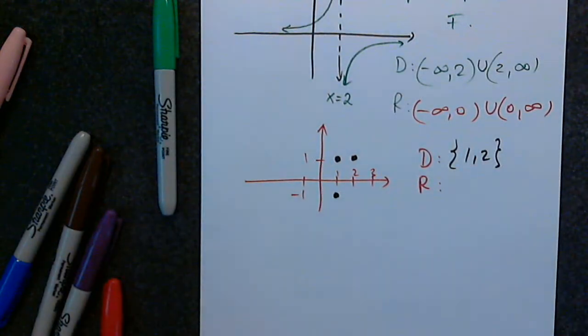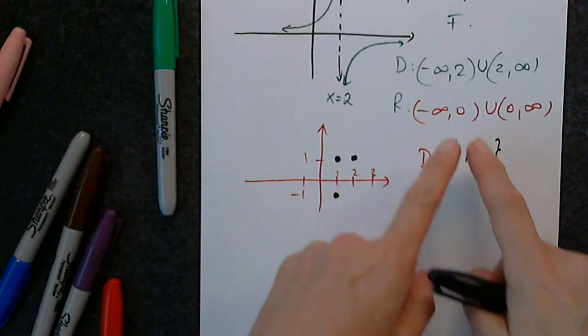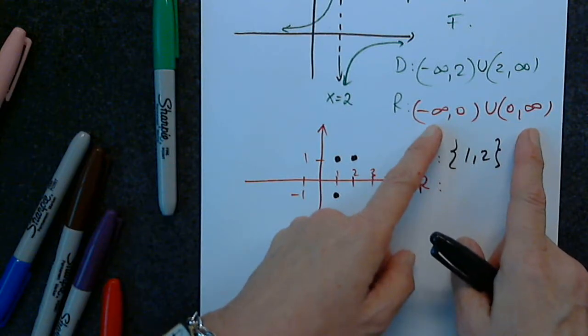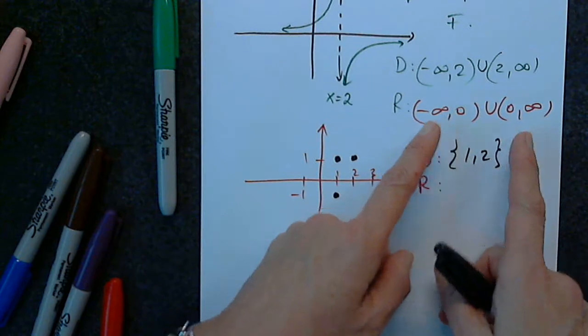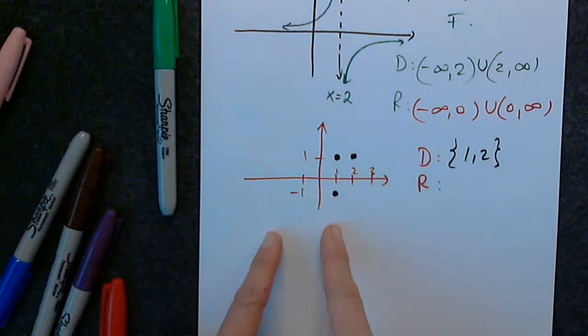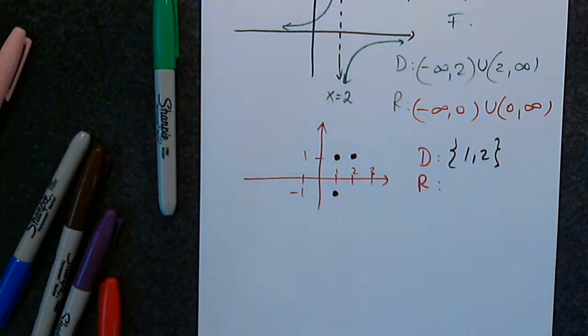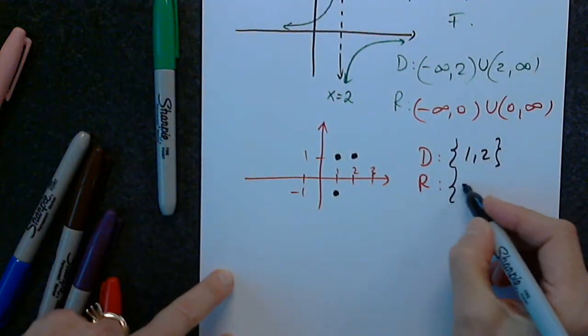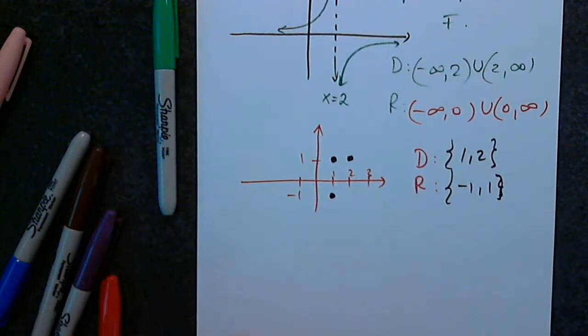That's it. That's why we use braces, because we are identifying a finite number of elements. When we identify a finite number of elements, we have to use braces. Here, there is no way I can list these numbers. There is no way. So that's why I'm using intervals. But here, it's just 1, when x is 1 and when x is 2. And what is the range? 1 and negative 1. Yes, negative 1 and 1. With braces again, because there are only 2 elements.